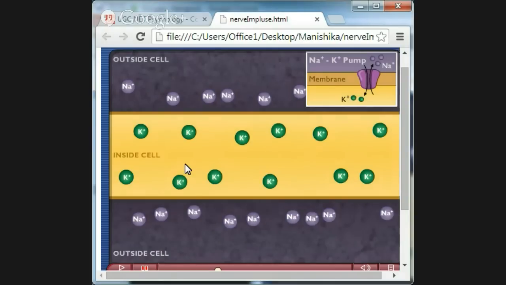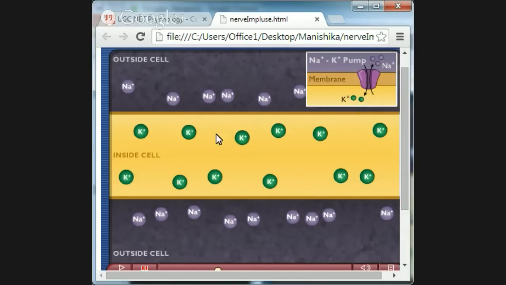Now, let me explain this first. When we talk about sodium, you have the positive sodium ions, and when we talk about potassium, along with potassium you have highly negatively charged protein and nucleic acid molecules, and because of that this becomes negative. So we call it negatively charged potassium ions. Okay, now let's understand the exchange of the sodium potassium pump here.